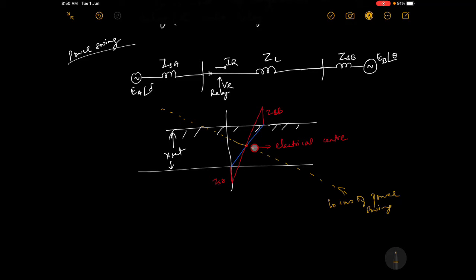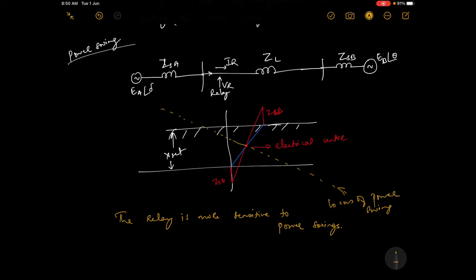So your relay will operate even for slight variations in power swing. Even small power swings happen, maybe due to transients, and your relay will maloperate. So this is also undesirable. This is a drawback actually. The relay is more sensitive to power swings.